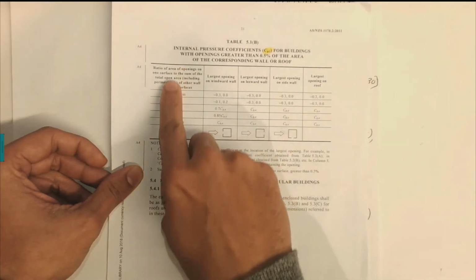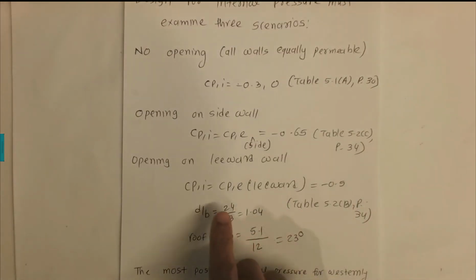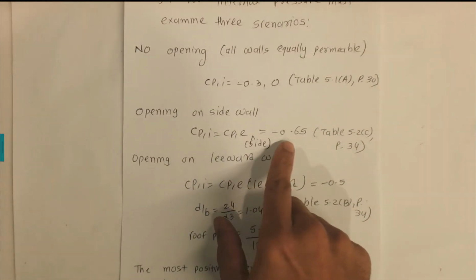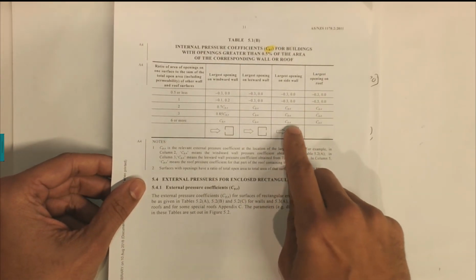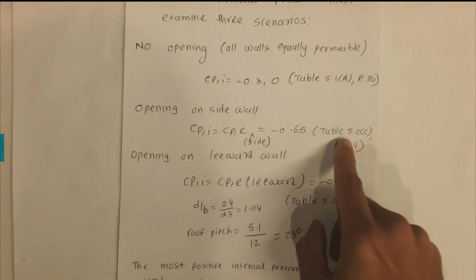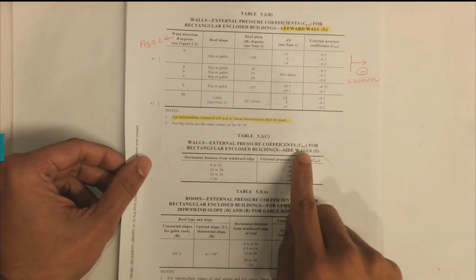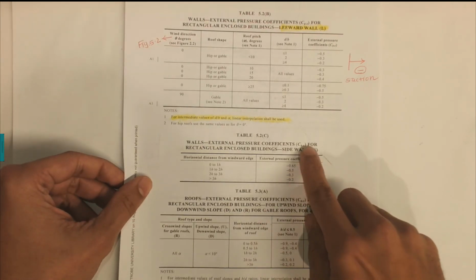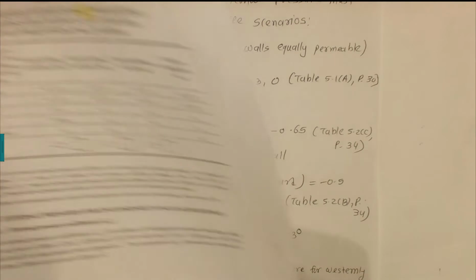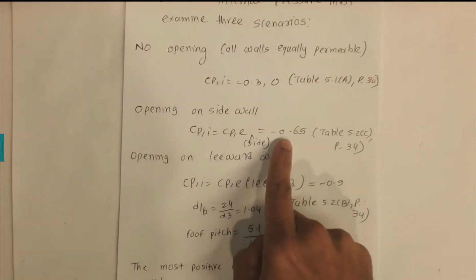And in the previous video we calculated this ratio, which is 4.4. That gives us minus 0.65 for CPE for the side walls. We checked in the previous video, which was minus 0.65 from table 5.2c on page number 34. I can show it here. On table 5.2c we have CPE values, and we take the largest negative value, minus 0.65, as CPE, because in these tables we have CPI equal to CPE. So that is minus 0.65.